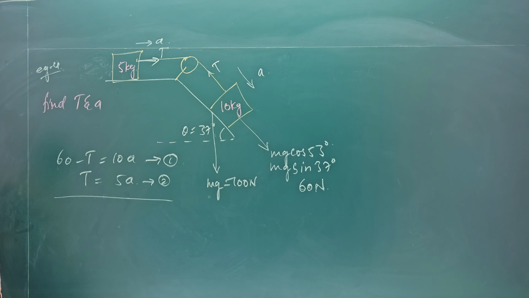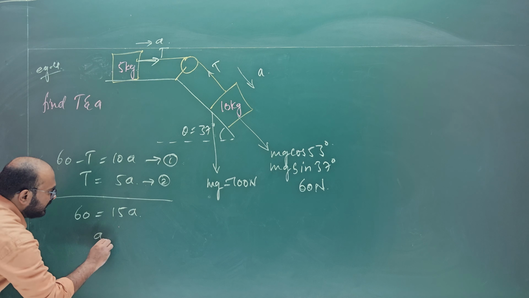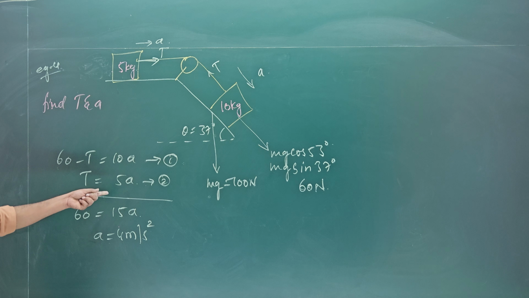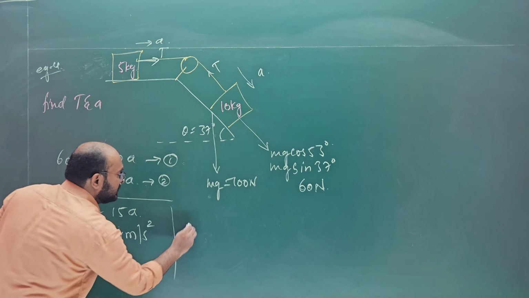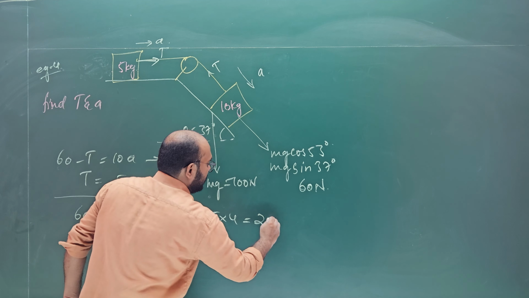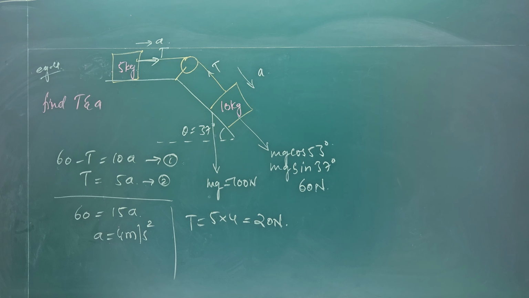Adding equation 1 and 2. Simple. T gets cancelled. Left out is what? 60 is equals to 15a, or a is equals to 4 meter per square second. Substituting the acceleration in any equation, I will be getting what? Tension. So T is equals to 5 into 4. That is what? 20 newtons. I got my point. This is how we can do the answer.